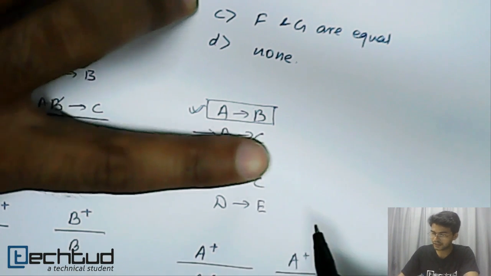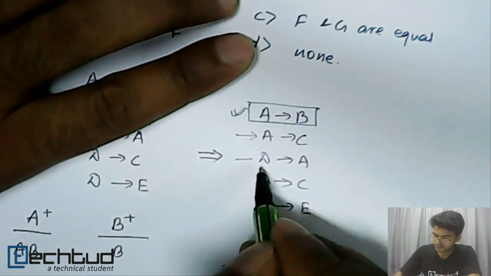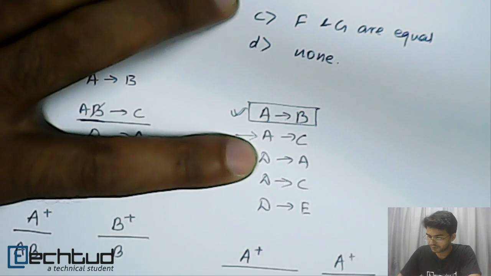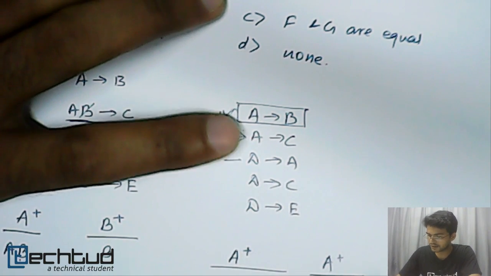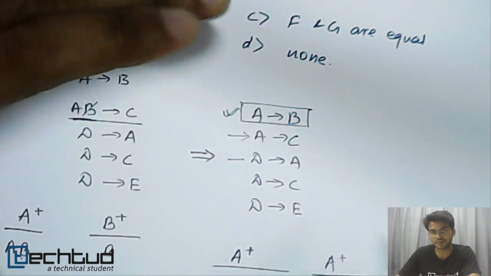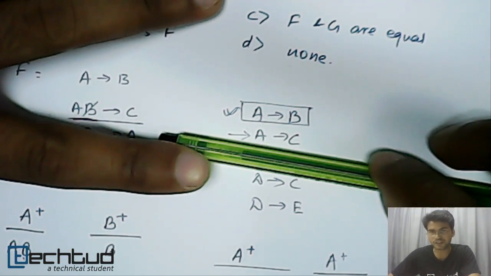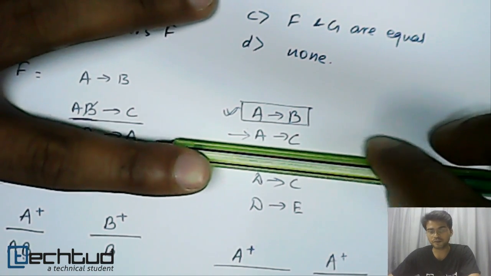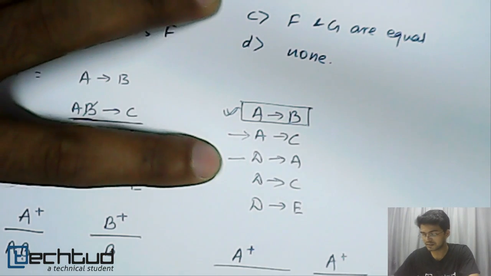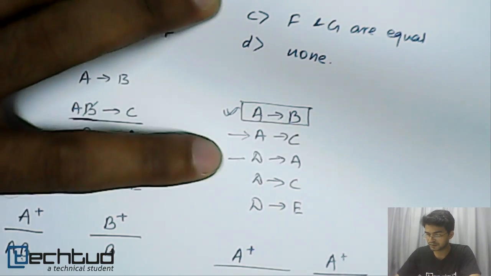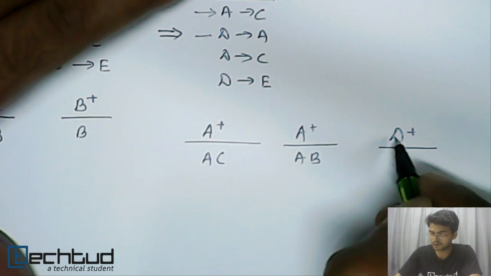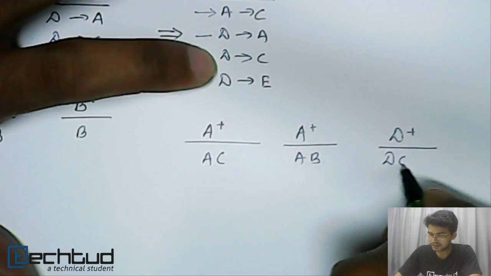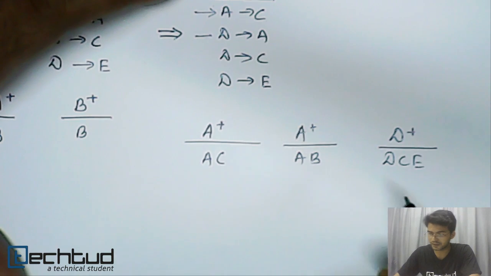Now let's check A implies D. Once we check A implies D, D implies A, so from D we should check D plus. If A comes without using this functional dependency, if we can find out this A, it means this is redundant. If we remove this, we will not be able to find out A, because D plus is D C E, we cannot find out A, right?